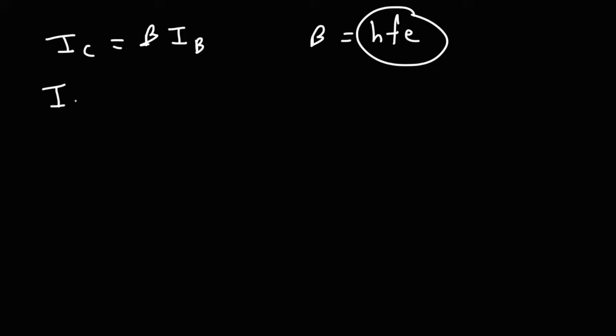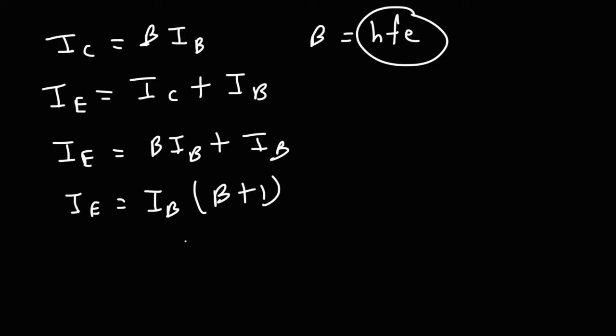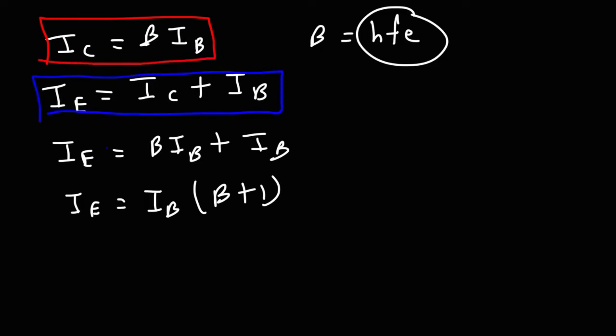Now, IE is the sum of IC plus IB. That's another equation that you want to write down. And if we replace IC with beta times IB, we could represent IE in terms of IB. So factoring out IB, IE is equal to IB times beta plus 1. So you want to make sure that you know these two equations. And then once you have it, you can come up with this equation if needed.